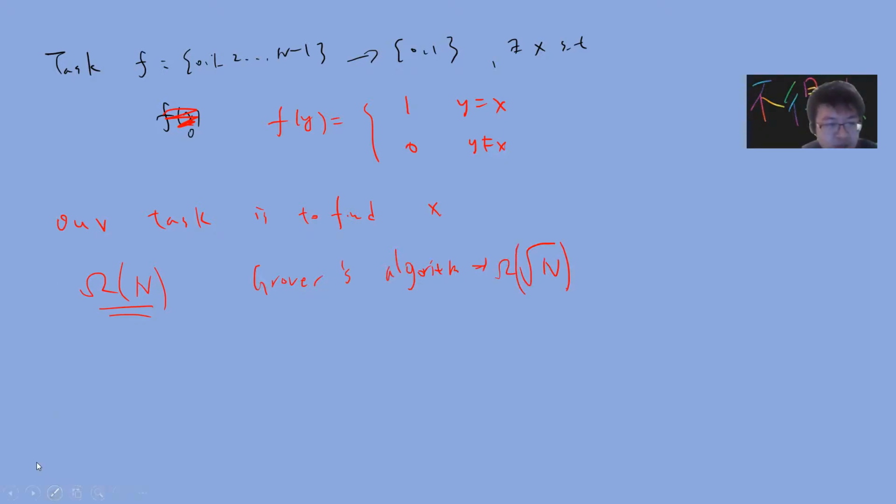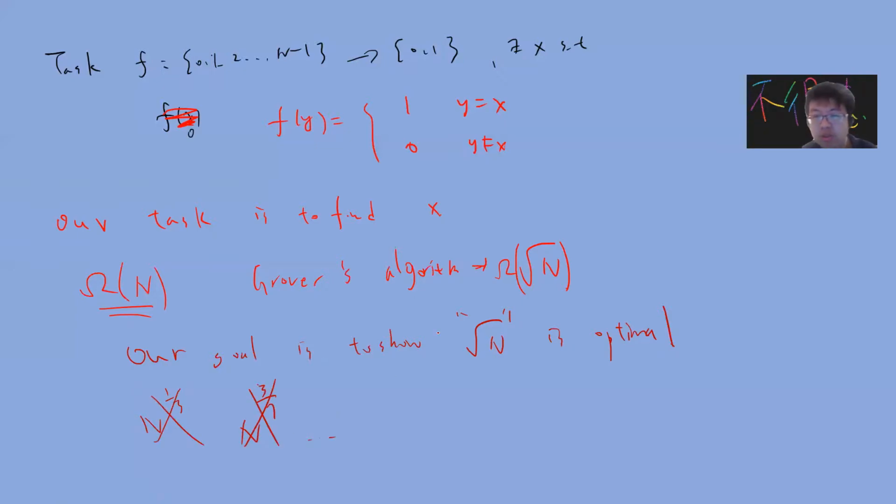So our goal is to show that the square root of n is optimal. That means that you cannot, let's say, go to n to the 1/3, or go to n to the 3/7. This is not optimal. So square root of n is really the optimal way that one can do it.